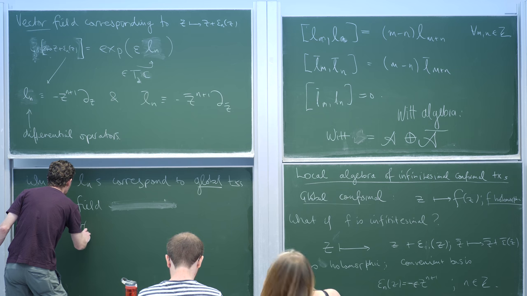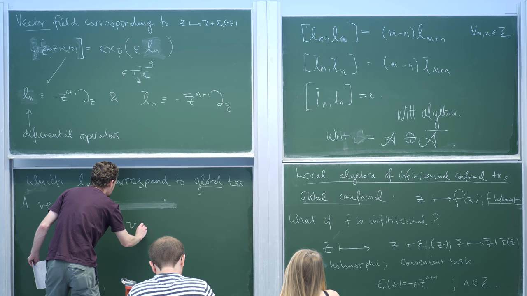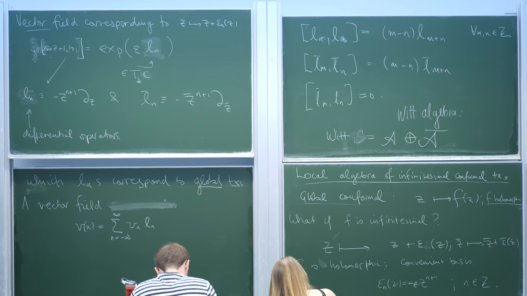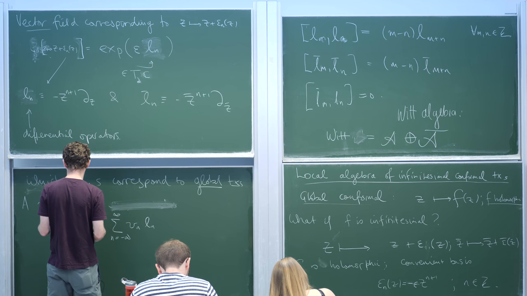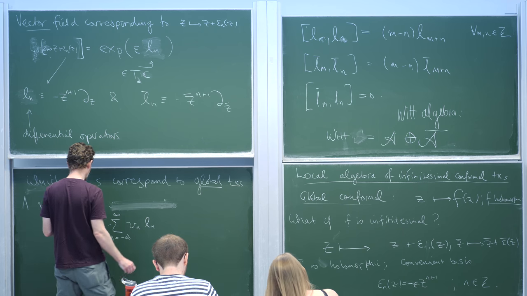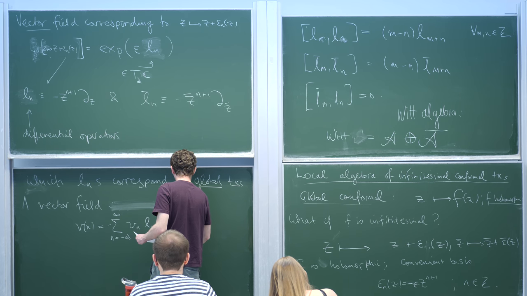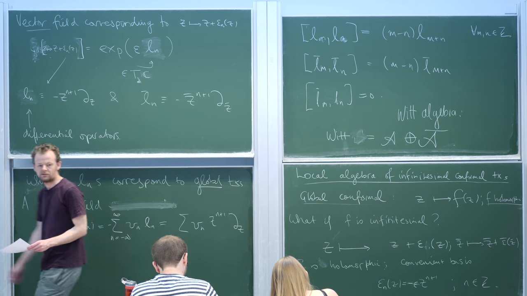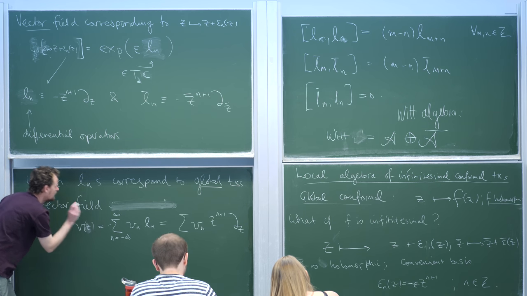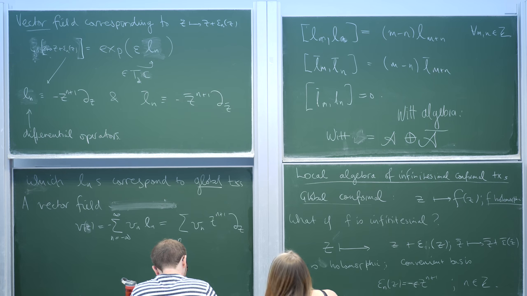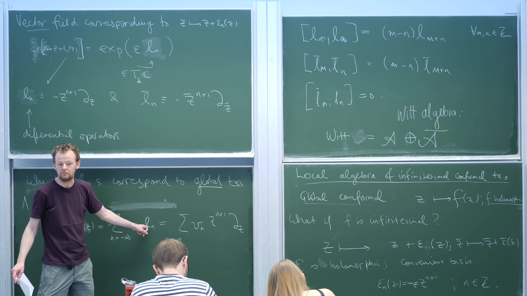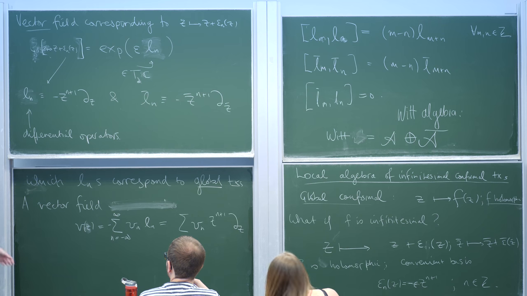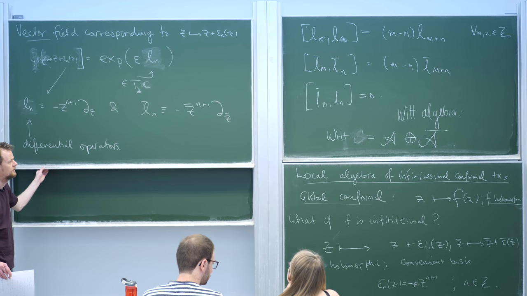So a vector field V of z is the sum of V of n Ln. I'll put a minus sign in there to make life nice. So you just take an arbitrary vector field, well, it's got to be expandable in terms of this basis Ln. And then we're going to ask, when does it exponentiate to a holomorphic transformation?